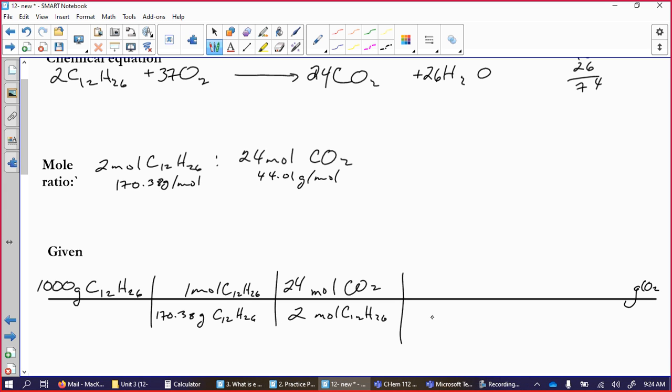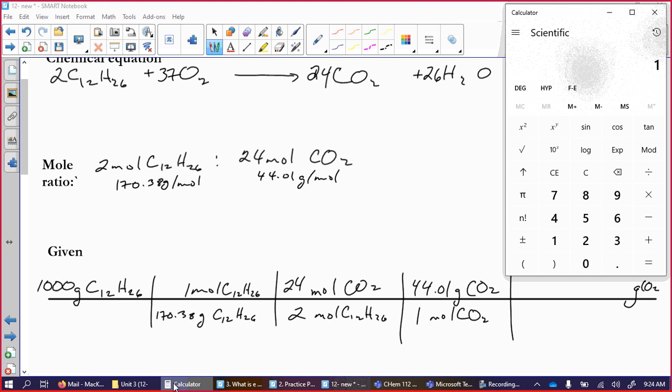I'm also looking for that number. Moles CO2. Well, I don't want moles, I want grams. CO2, 1 mole weighs 44.01. So now we bring out, again, our handy dandy calculator. 1,000 divided by 170.38. That's a significantly smaller number of moles, but 5 moles of that gives us times 24 divided by 2, and then multiply by 44.01.